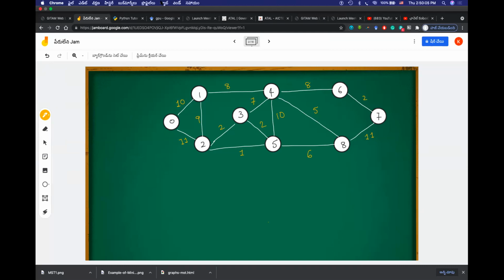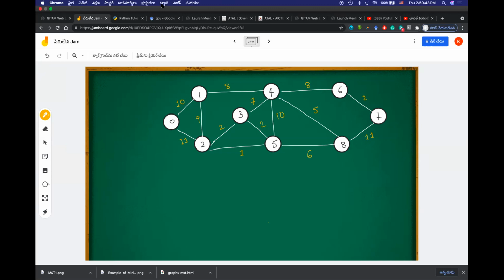Sir, is the path 0, 1, 4, 8, 5, 2, 3, sir? What you said? 0, 1, 4. After 4, why did you choose 5? No, sir, not 5, 8. 0, 1, 4, 8. Okay, next, 5, 2, 3. Okay, from 5 you are connecting 2 and 3.